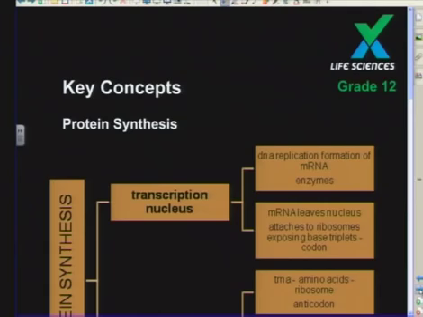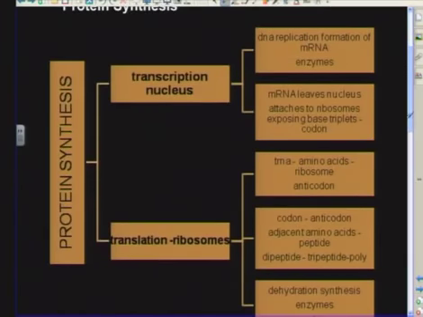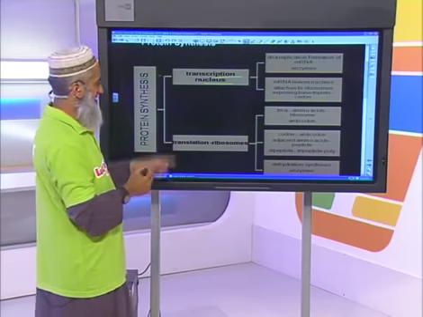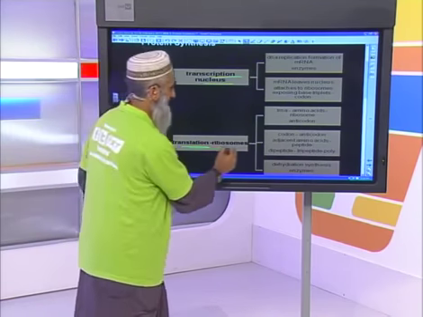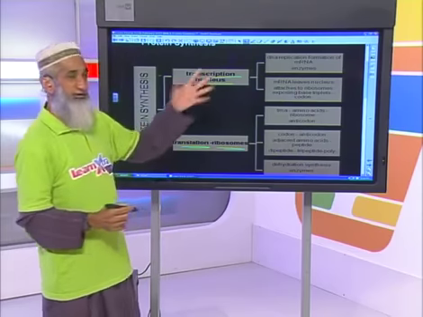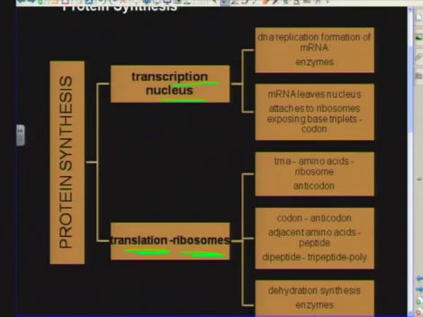Now, when we're looking at this section on protein synthesis, we break it up into 2 areas. The first process being transcription. Where does it happen? In the nucleus. The second process, translation, taking place in the ribosomes. Let's look at each of these in summary form quickly.